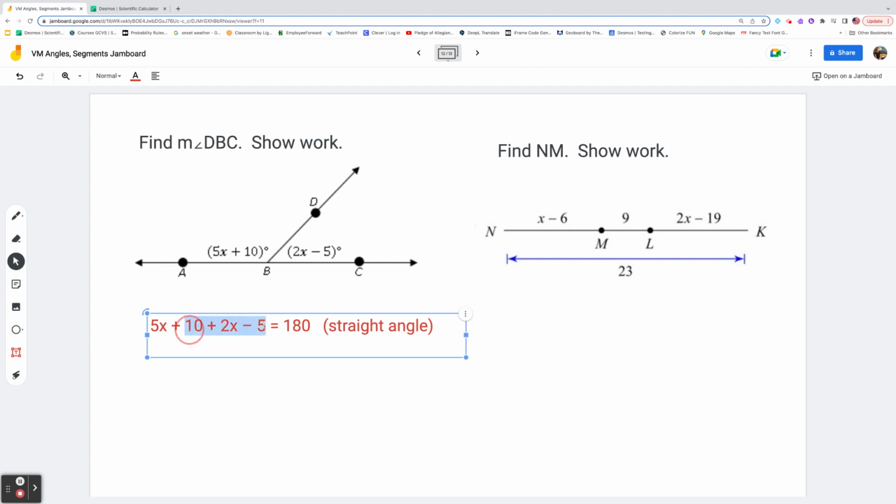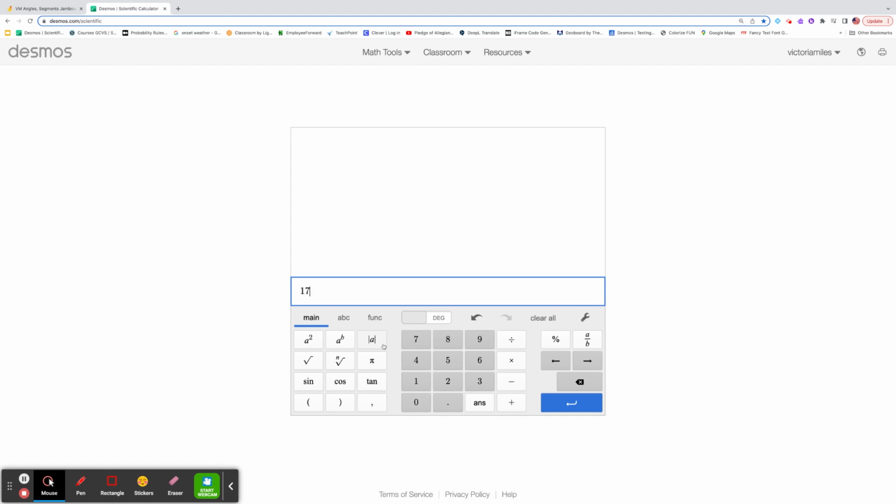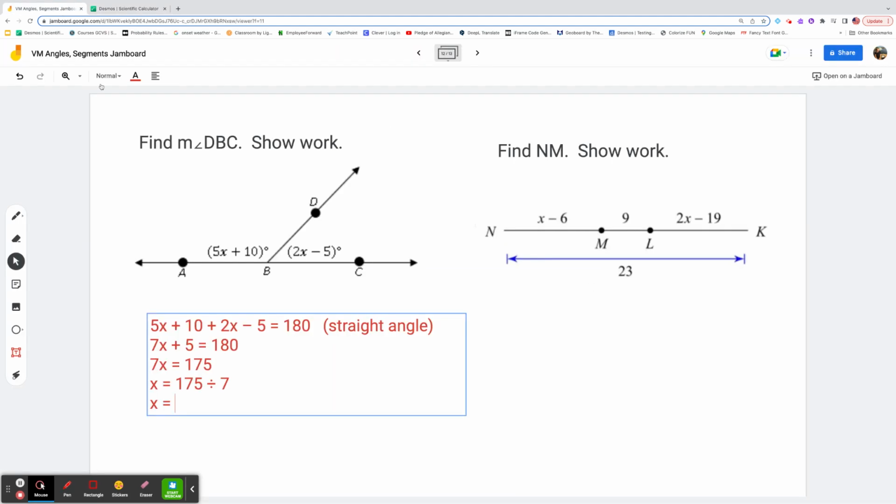Now we're going to combine our like terms. So there's two x terms and there's two number terms. So that's 7x. 10 minus 5 is 5. We are going to subtract 5 from both sides of the equation. Now we're going to divide both sides by 7. What is 175 divided by 7? It is 25 degrees. That is not the answer to the question.